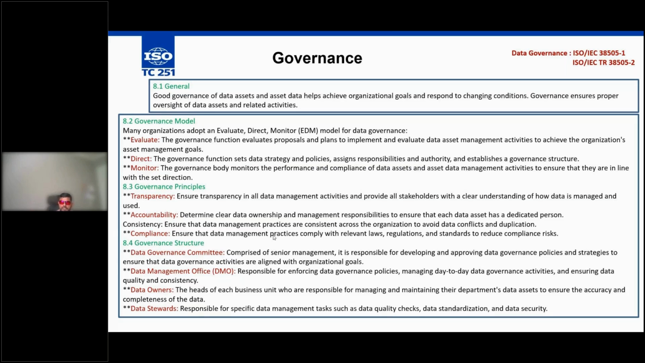Governance can also be considered from an asset management or data governance perspective, and a suitable approach can be developed based on the specific context and the organization's management objective. From a principles perspective, we focus on transparency, accountability, and compliance to laws and regulations, and we suggest a governance structure consisting of the data management office, a governance committee, and identification of data owners and stewards.